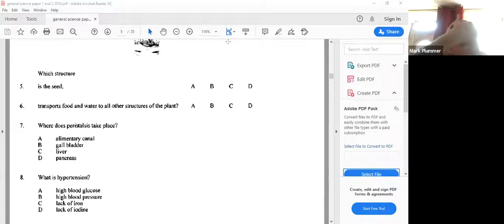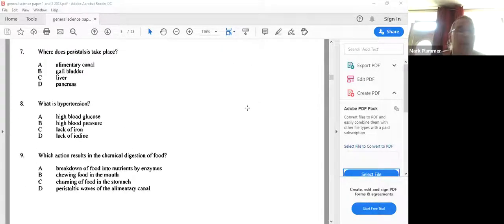Number 8, what is hypertension? Again, this is a good example where I can point out the two that you can eliminate. The 2 you can eliminate here are C and D, because they're both minerals that you need. What they've done here is put 2 that are kind of close together. So it's either high blood glucose or high blood pressure. Now, high blood glucose is a form of diabetes, or would indicate diabetes. So the answer to number 8 is B.